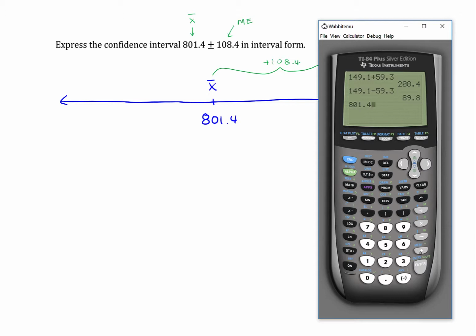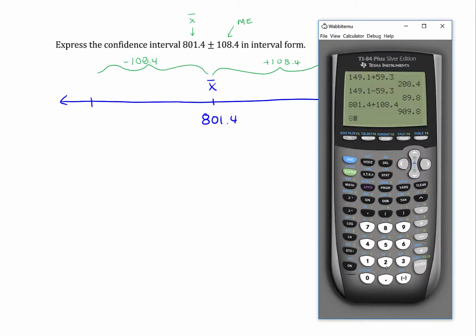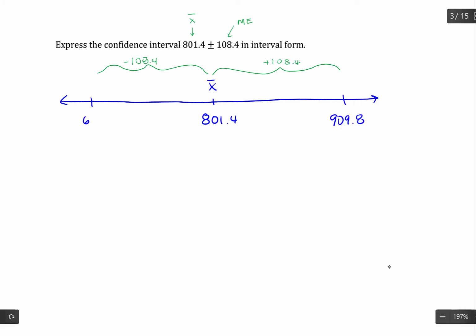So 801.4 plus 108.4, that is 909.8. So that's one of the values that we need. The other value is if I subtract 108.4, that's going to give me a value that is less than 801.4, which is 693. So these two make up my confidence interval, and that's the lower and upper bounds of it.